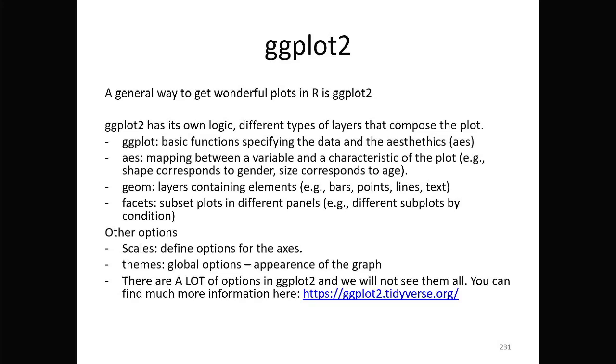Then another thing is the themes. The themes are global options that affect the appearance of the graph. For example, which font we want to use, whether the axis will be present, whether it should be thick or thin, whether you want a grid to help you locate the points or not, whether you want a background color, and all this additional stuff that is not important for the content of the graph, but only for aesthetic purposes.